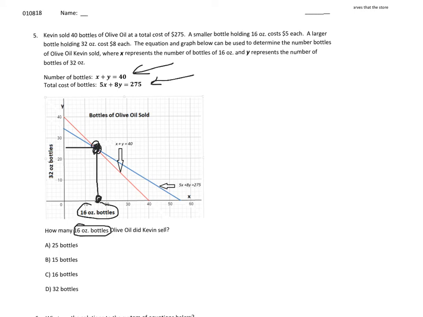Now, if you look at it right now, it's smack in the middle of 10 and 20. Okay, so right in the middle of 10 and 20 is 15. So the answer, of course, is 15 bottles, which is B, right?